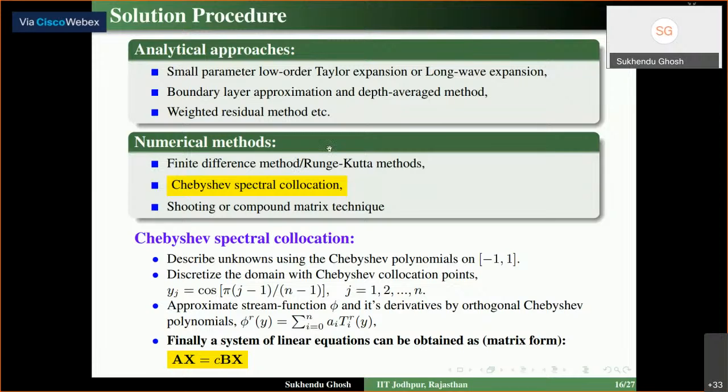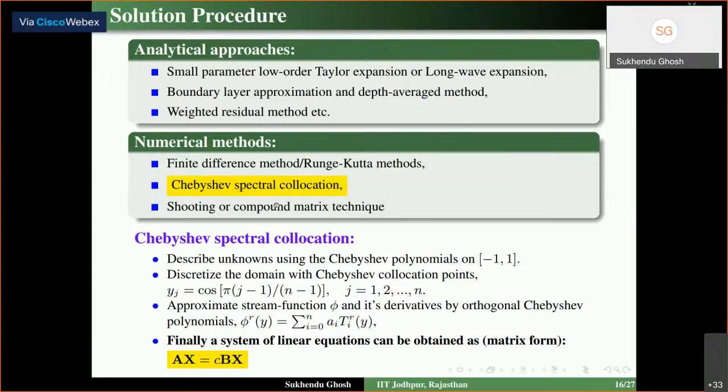But in this numerical process there are certain difficulties also, because these processes are very lengthy for this kind of problem, and sometimes you cannot get accuracy either. Therefore, you have to choose a particular method which is very useful for this kind of problem, the fourth order ordinary differential equation which is an eigenvalue problem. That is the Chebyshev spectral collocation method.